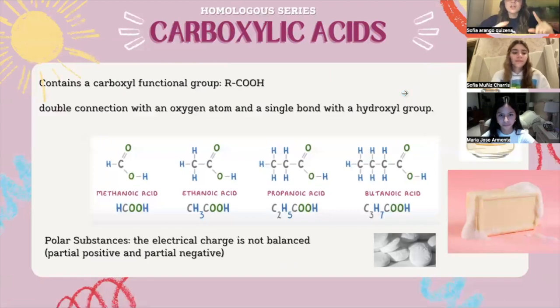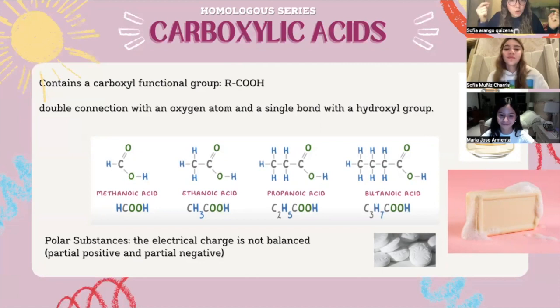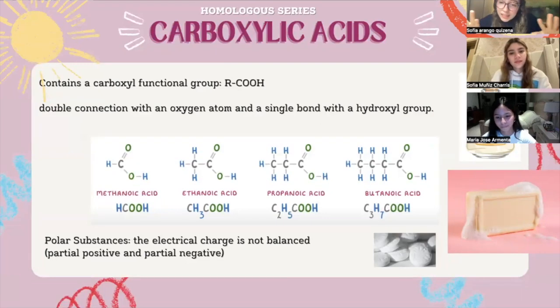Now let's begin. Carboxylic acids. They are a homologous series, with the prefix homo helping us remember that they have the same functional group, the COOH. What does this mean? It has a double bond with the oxygen atom and a single bond with the hydroxyl group. If we take a look at this image, it has the double bond and the single bond. And we will take a look at the naming with our friend Maria Jose later on.